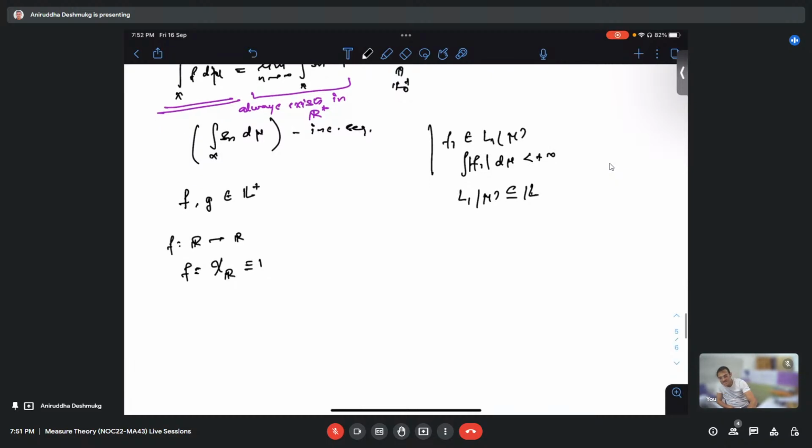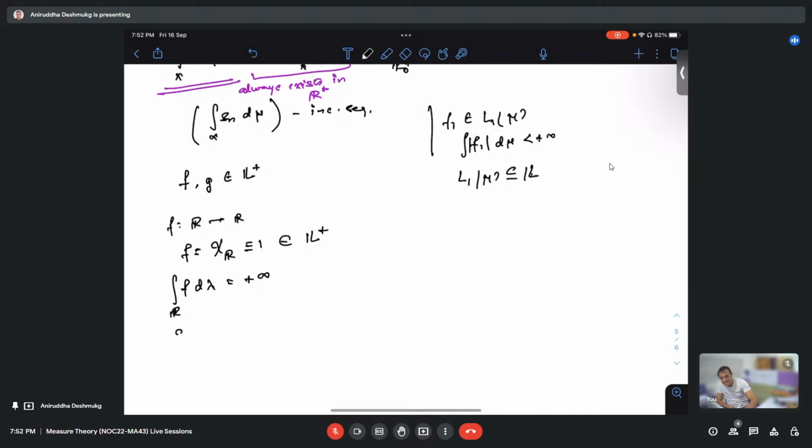Now this is a non-negative measurable function because it is a constant. But the integral of f dλ is plus infinity. Now let us take g equal to f, and what about f minus g then? Undefined? No, f minus g is defined, right? f is identically 1, g is identically 1. So what is f minus g?